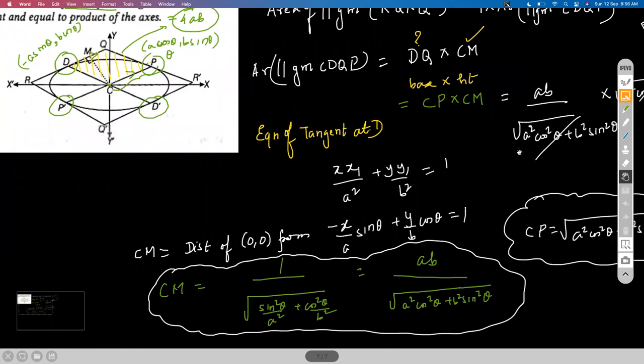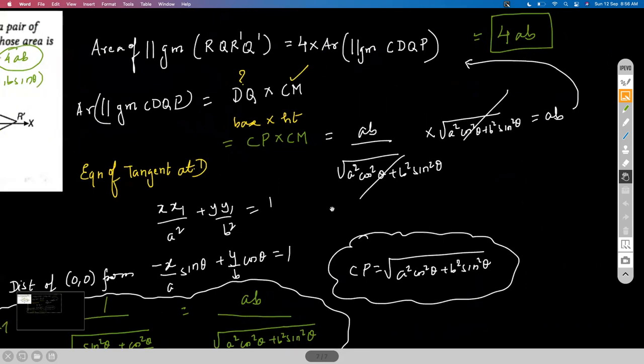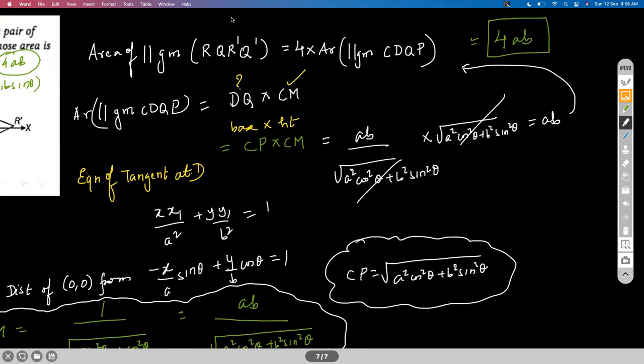Is it fine? Any questions? So more or less, the important part of this particular discussion is over. We will spend few minutes talking about concyclic points. Some interesting questions can be framed on that as well. So let's move on to our next point of discussion.